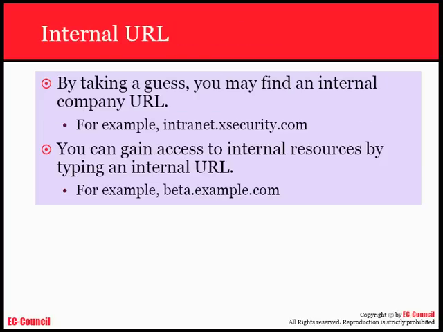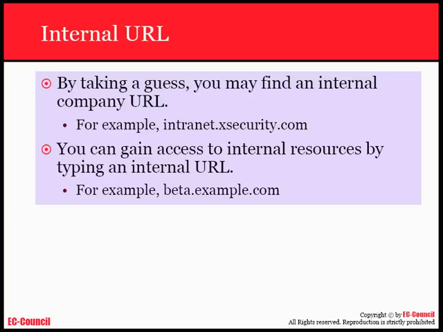Now you also want to try to find out what their internal URL is. And sometimes you can figure this out just by using different logical pieces. For instance, they might have an intranet.targetcompany.com, or maybe developers.targetcompany.com, or maybe even portal.targetcompany.com. Once you know this information, you can try to actually access it just by typing in the URL.